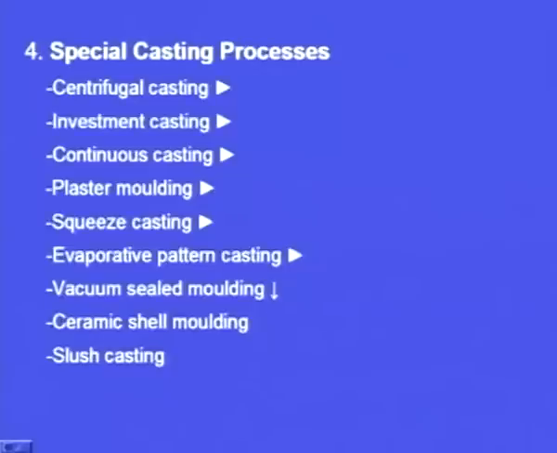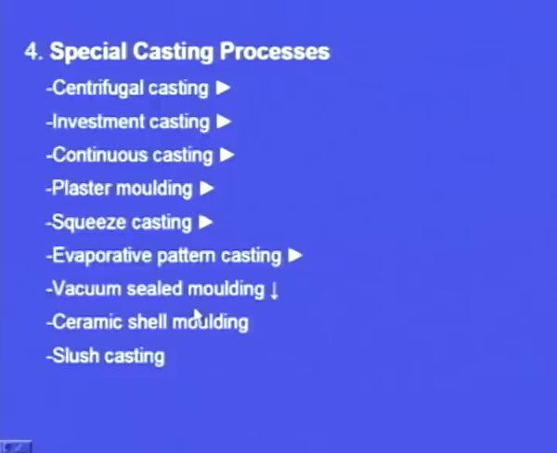And we have also seen the evaporative pattern casting, in which we use a polystyrene pattern, and using that polystyrene pattern we make the mold. We compact the sand around the polystyrene pattern, and unlike other processes we do not withdraw the pattern before pouring. We pour the molten metal. As we keep pouring, the polystyrene pattern evaporates and the liquid metal replaces the pattern. So in this case making the mold is very easy. Here we use only one flask. The molding process is very simple, and this process also offers us very good surface finish and dimensional accuracy.